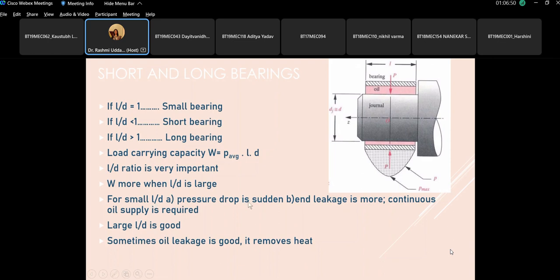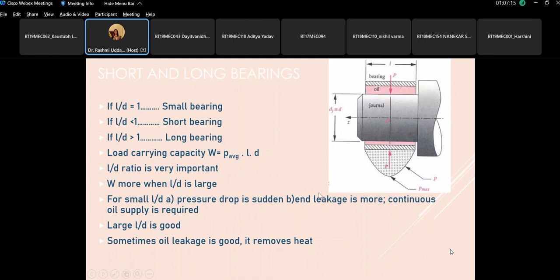If you want the pressure drop to be more gradual, then you should go with a larger L by D ratio. If you don't want the oil to be supplied continuously, you have to go with large L by D, but then it will not remove the heat effectively. So as I said, there are so many parameters, and when you are selecting L by D, you have to keep so many things in mind.